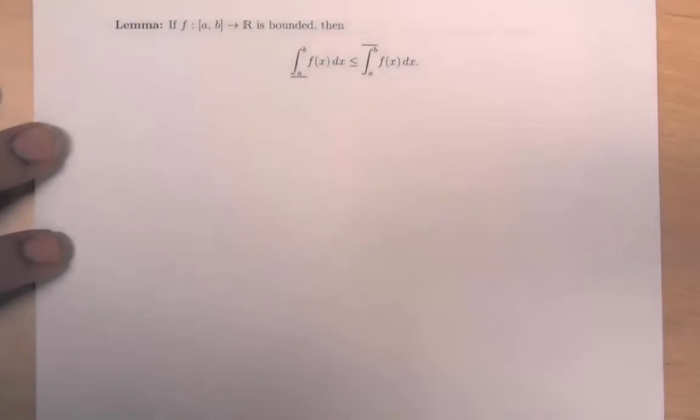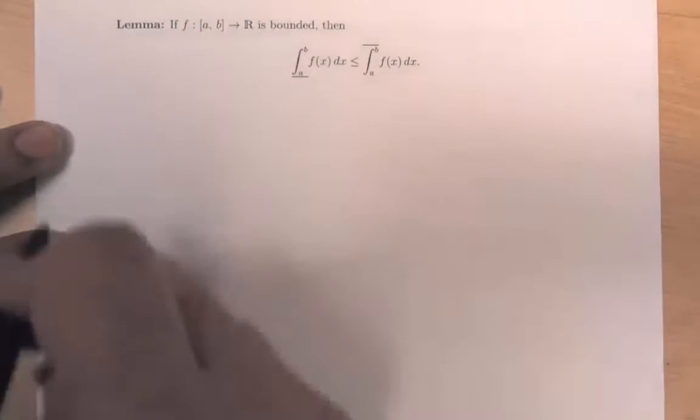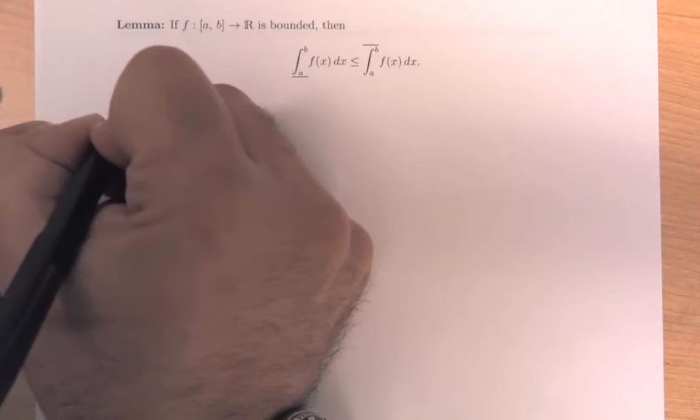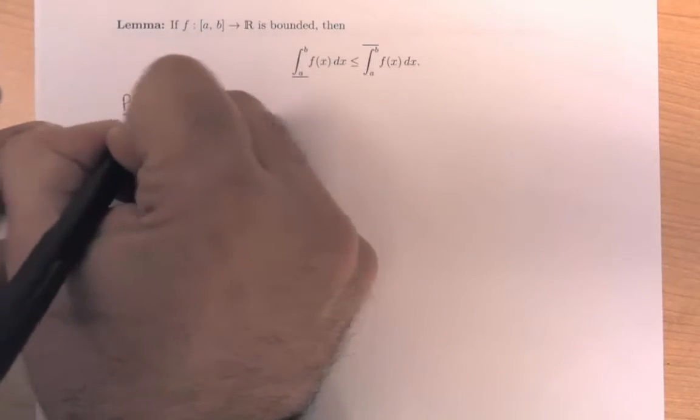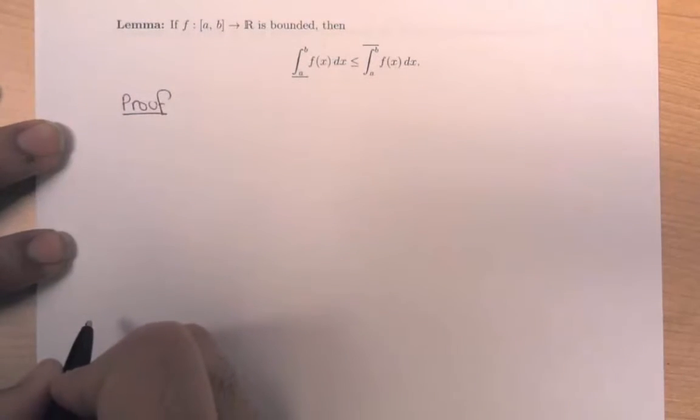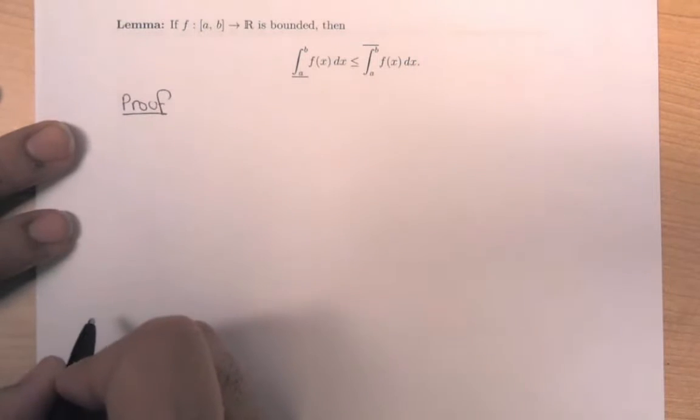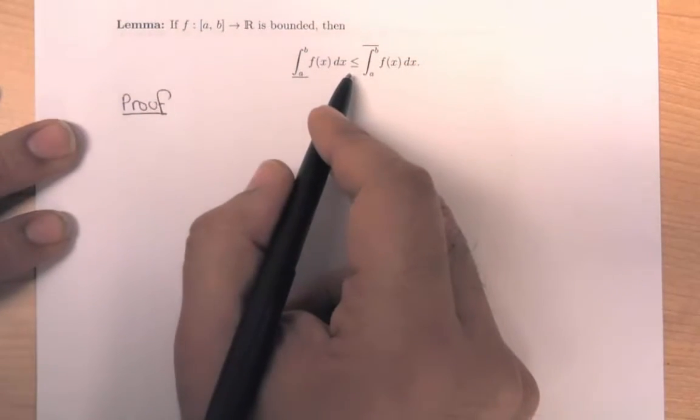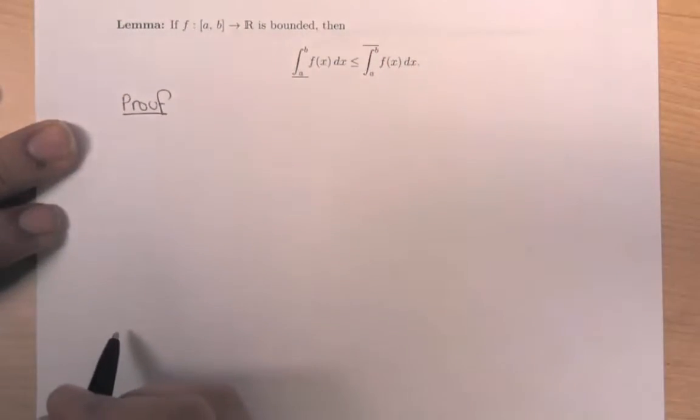In the previous lemma, we proved that the lower sum is always less than the upper sum, no matter what partitions we're looking at. So here we're going to prove that the lower integral is always less than or equal to the upper integral. Of course, if they're equal, then we have integrability.